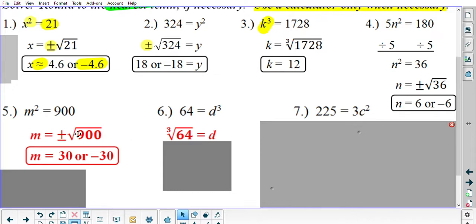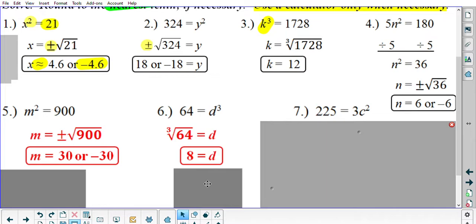That positive or negative only should be used when it's a variable to the second power, because a negative number to the second power could also equal a positive, but that does not work with third power, as I've explained already. So this is just going to give you the answer of 8. That's it. Negative 8 would not work.